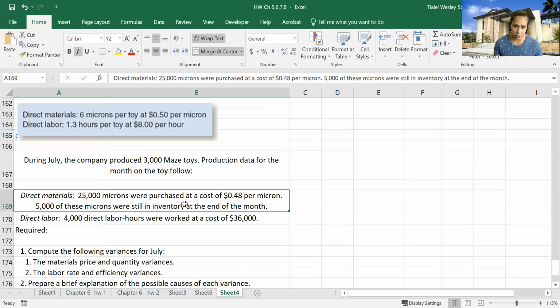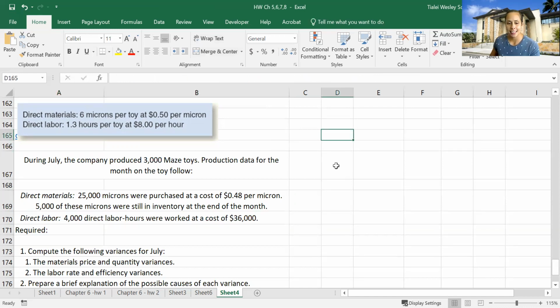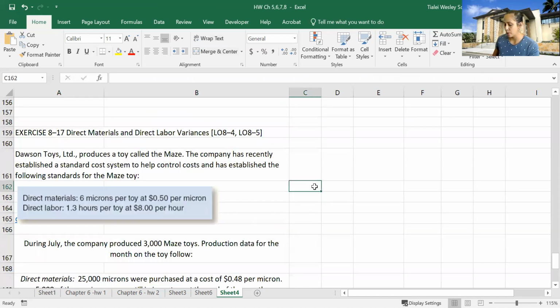So your quantity variance should be calculated on that 20,000 microns, while the price variance is going to be calculated on the 25,000 microns purchased. So again, price variance on the purchased amount of microns, and quantity variance on what they actually use in production, which is 20,000 microns. So I'm going to lay this out so that we can compute our materials price and quantity variance. Give me a second to get these in here.